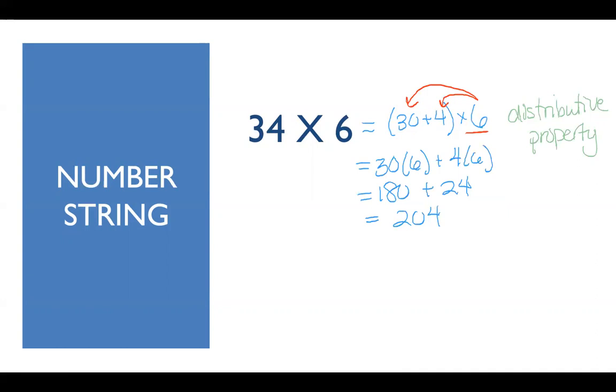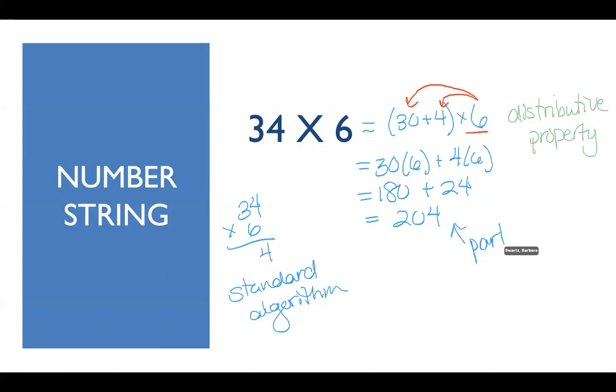We didn't need to stack them and multiply the 6 times 4 first, right? That's our standard algorithm here. This one is called our partial products, when we decompose at least one of the factors and then we multiply it by the other factor. We're going to see partial products also when we have decomposed both factors.